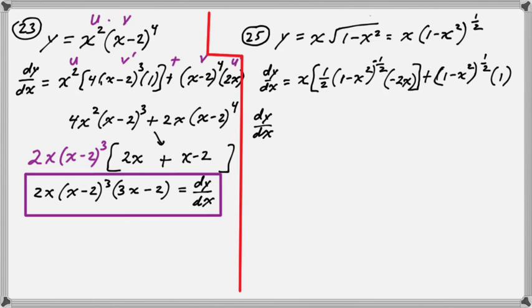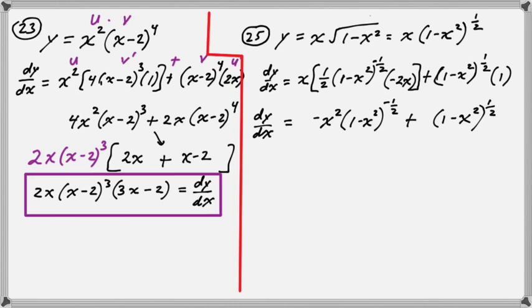So when I rewrite this, very conveniently, 2 times 1/2 multiply to give me 1. A negative x times x, I think, is negative x squared. And you'd have (1 minus x squared) to the negative 1/2. This would be (1 minus x squared) to the positive 1/2. Let me just look. That looks correct.